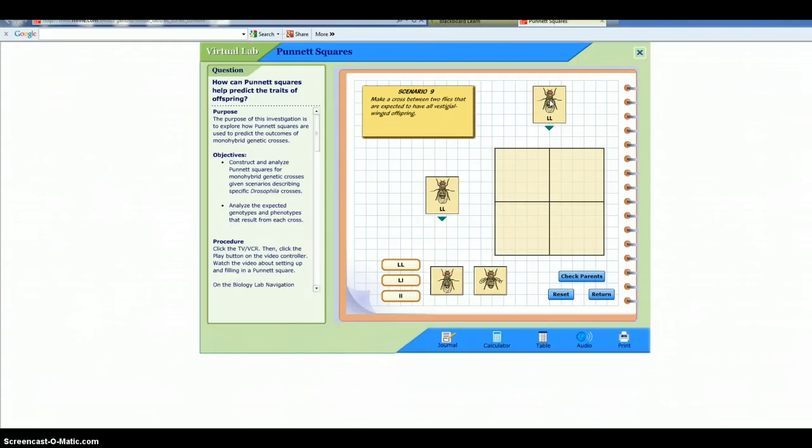Well, if they're going to all have vestigial wings. Oh, this is the vestigial wing. Okay, I got the wrong picture. All right. I was right in the first place. I was looking at the pictures wrong. So now, what are we going to have? All of them are going to be like that.